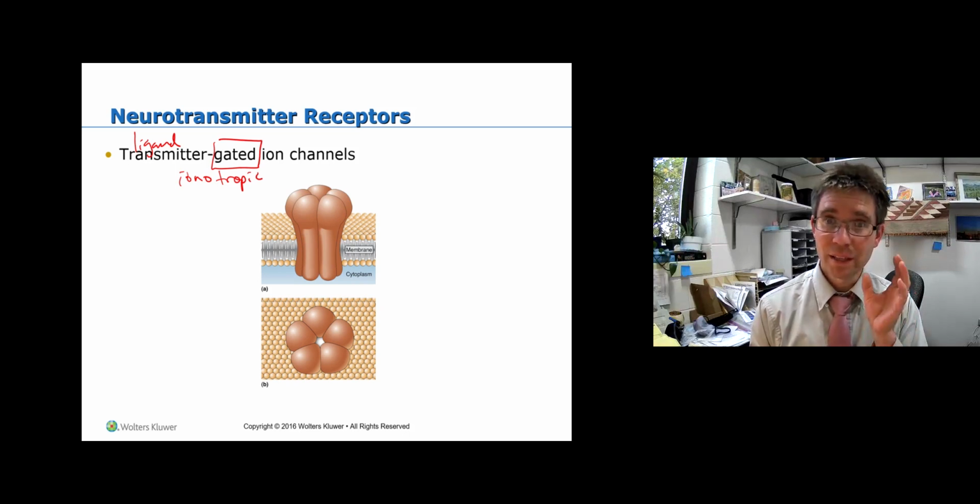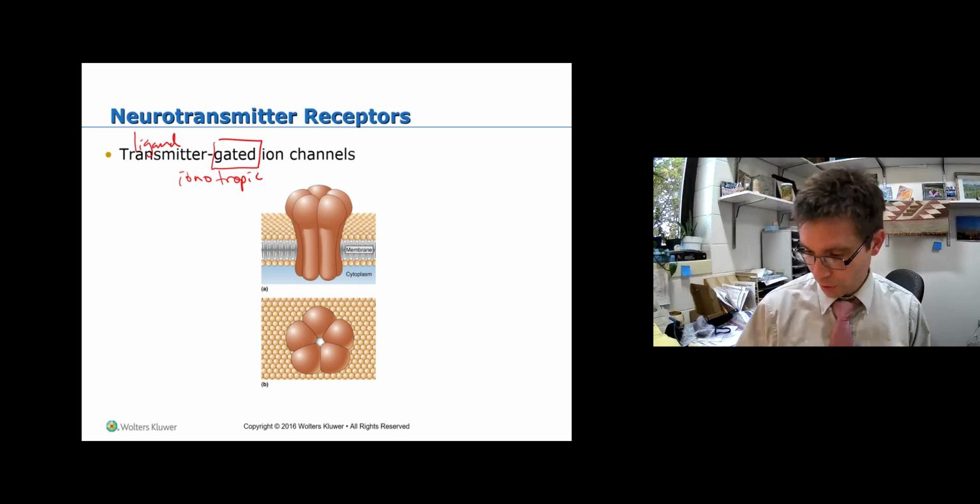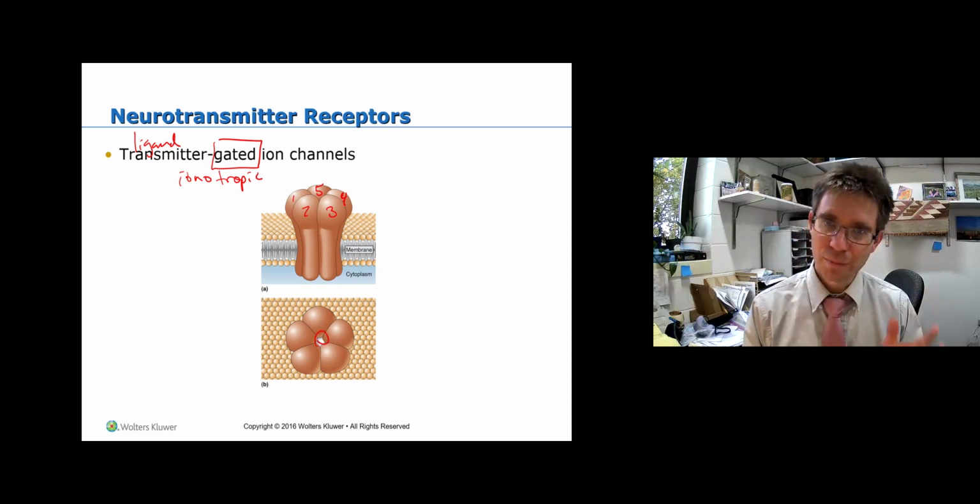And they're gated, meaning that they will be closed unless the ligand is bound to them, just like the lock on your trunk or on your door. It's only opened when that key goes in and turns. Many of these channels are formed from multiple subunits. In this case, the picture of this channel is formed by 5 different subunits that come together, and there is a pore in the middle of them. And these are membrane proteins, so they traverse the membrane and allow ions to travel through them.